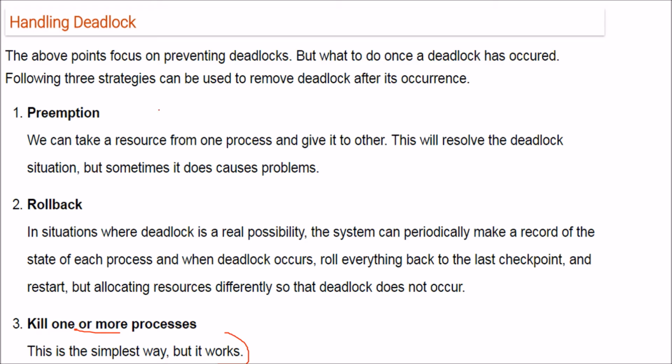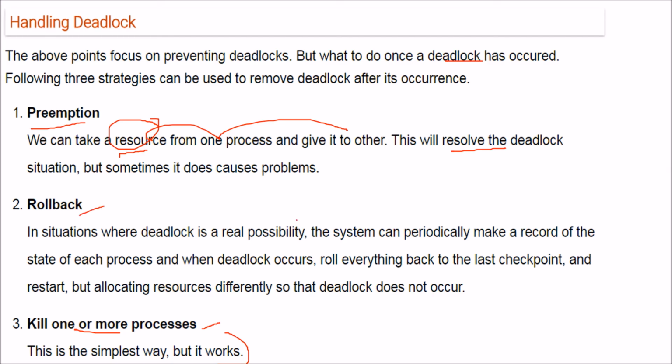The points we saw were for preventing deadlock, but what happens when the deadlock actually occurs? We have these strategies. One I told you. Second is preemption. Preemption means we can take a resource from one process and give it to another which requires it. We can forcefully take a resource from a process holding it and give it to some other. This is going to resolve the deadlock, but it may create certain problems because there are not just 2 or 3 processes, there are a number of processes going on.